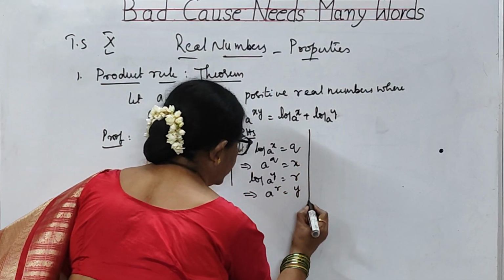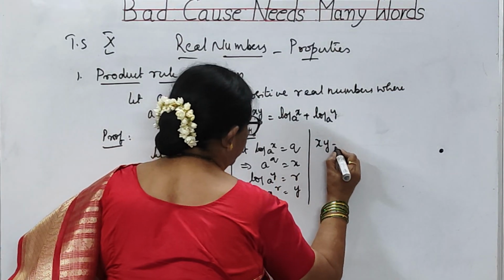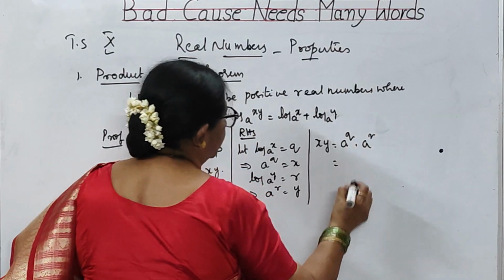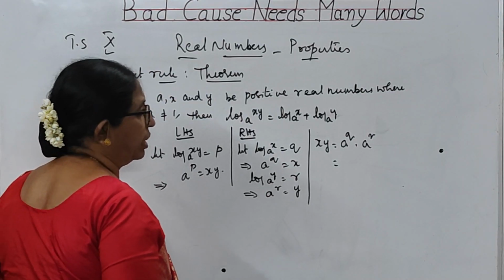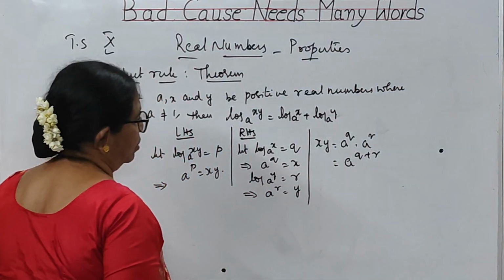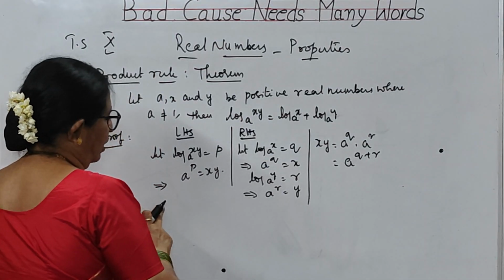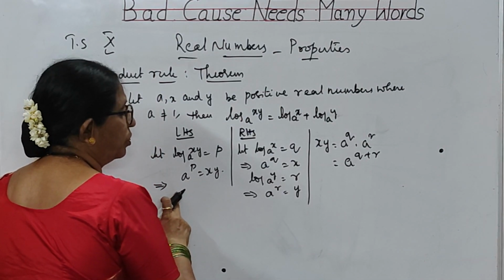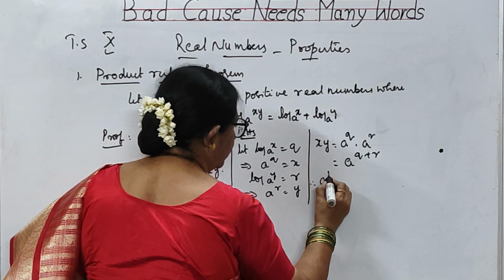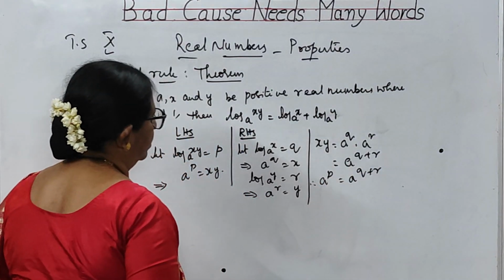Now x into y is a to the power of q into a to the power of r. We know that when bases are the same and multiplied, powers should be added. So a to the power of q plus r. So xy is equal to a to the power of q plus r in RHS. In LHS, xy is equal to a to the power of p. So we will say that a to the power of p is equal to a to the power of q plus r. Are you following, children?